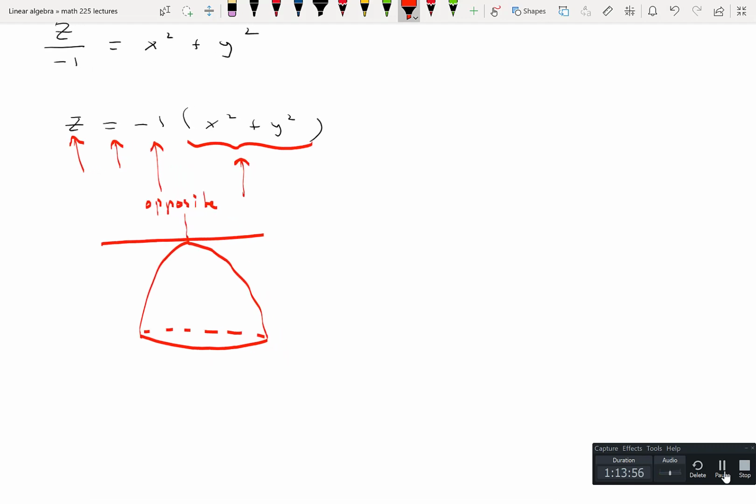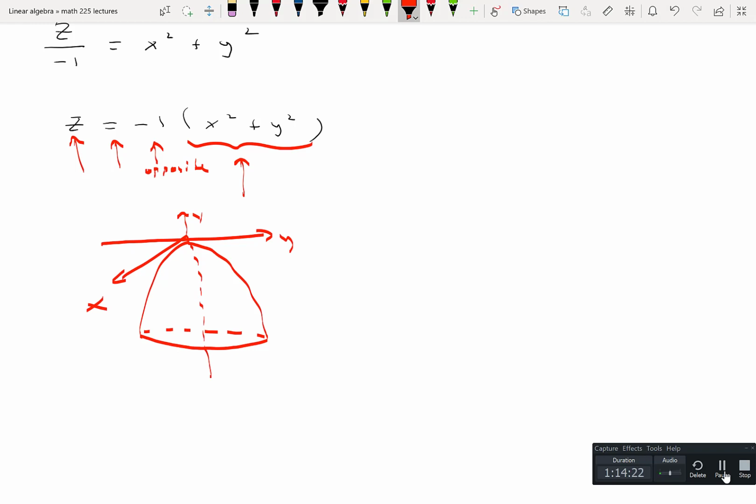I don't know why I'm graphing this in red. X, Y, C. Here's that little opposite here. Opposite. Okay.